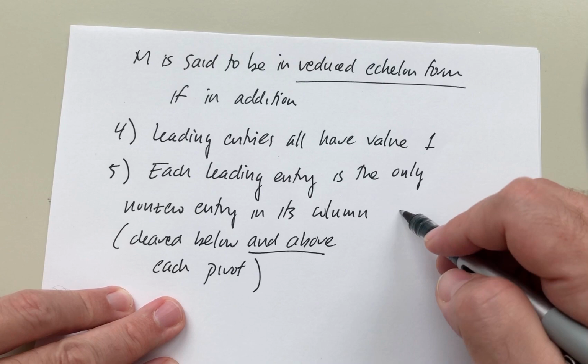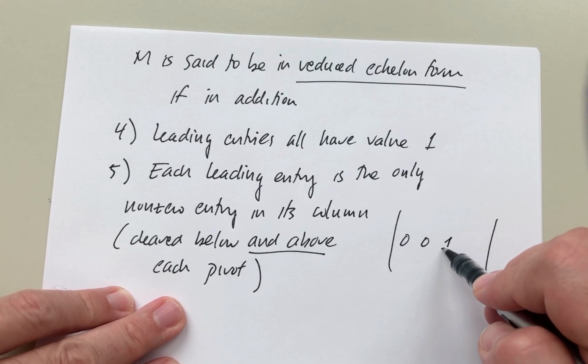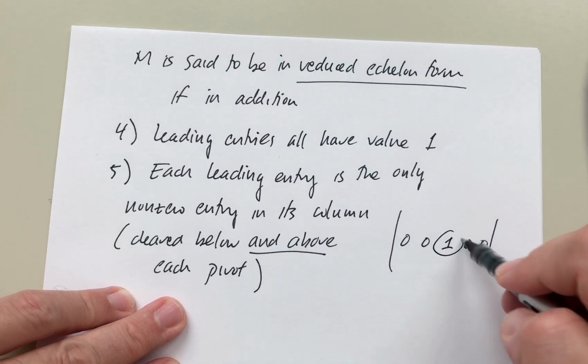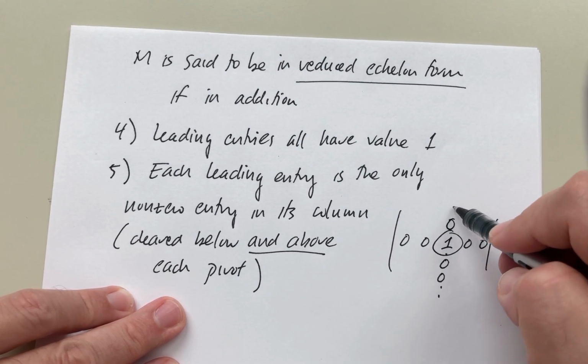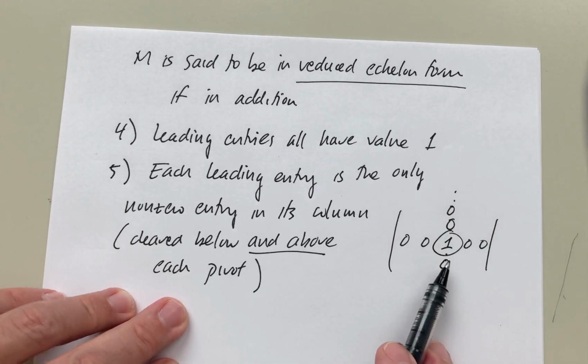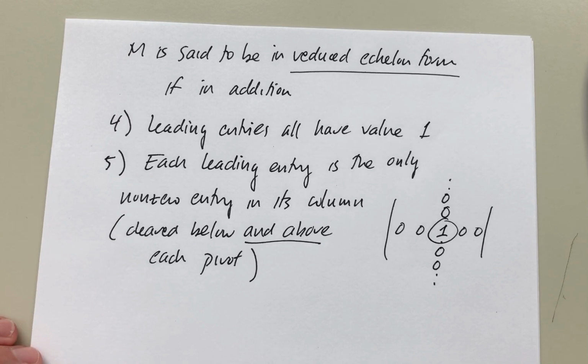Okay, and so in a picture here, maybe I'm looking at this row and I've got a pivot here. I know it's got to be 1, right? Not only do I have zeros below it, but there's actually zeros also above it. And so that's this extra condition for the reduced echelon form.